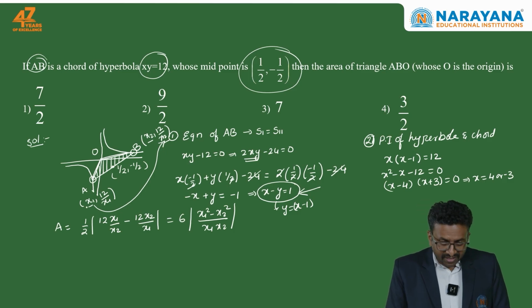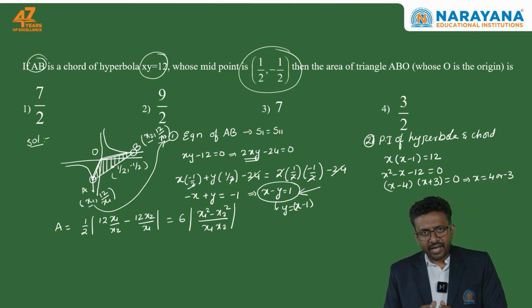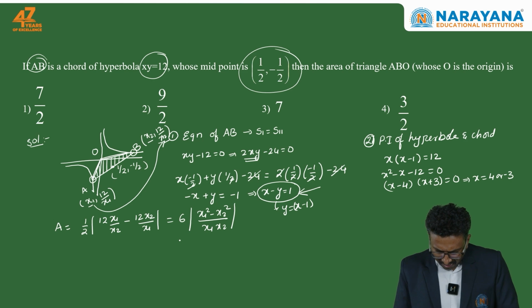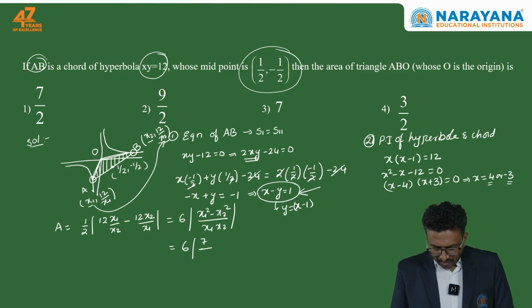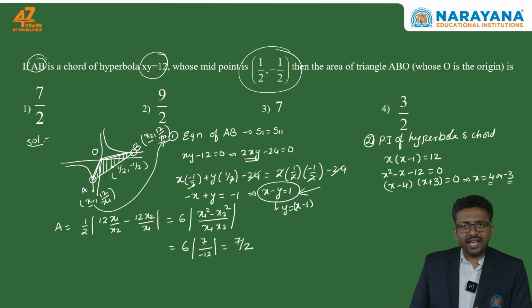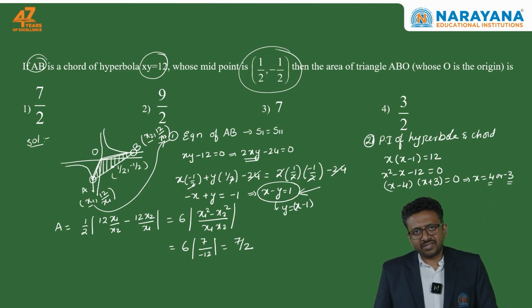For the points of intersection, x1 is 4 and x2 is -3. You can just substitute the numbers here. 6 times mod of x1² - x2², which is 16 - 9 = 7, divided by x1x2, which is -12. So mod of this is going to be 7/2. So the area of triangle AOB is 7/2.